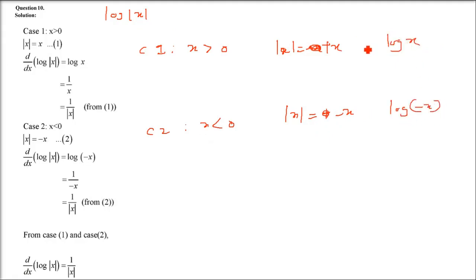Okay, now let us take the differentiation. D by dx of log x is 1 by x. And d by dx of log of negative x is, if you assume minus x to be y, it will be 1 by y. And of course, then you have to do the differentiation of minus x also. Okay, please remember, you have to do minus x also, right?